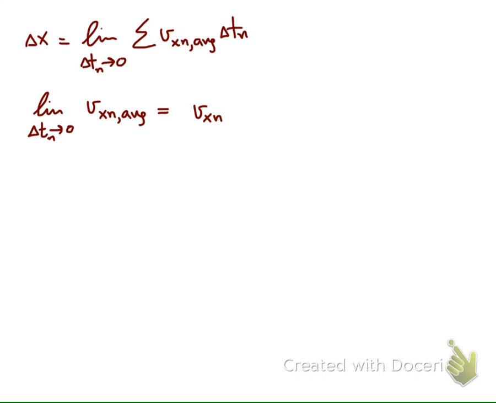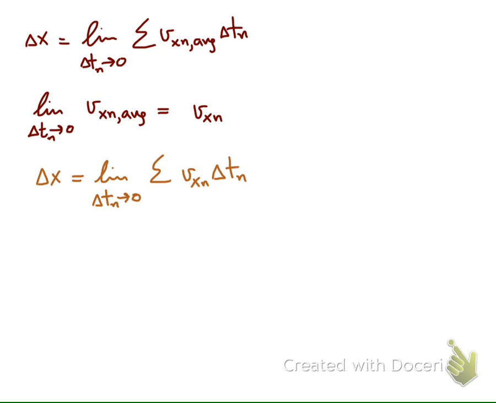Okay, so we can rewrite the above equation as delta x is equal to the limit of delta t_n approaching 0 of the summation of the Vx_n. Now we just write the Vx_n because it's not the average but the instantaneous velocity, times delta t_n.